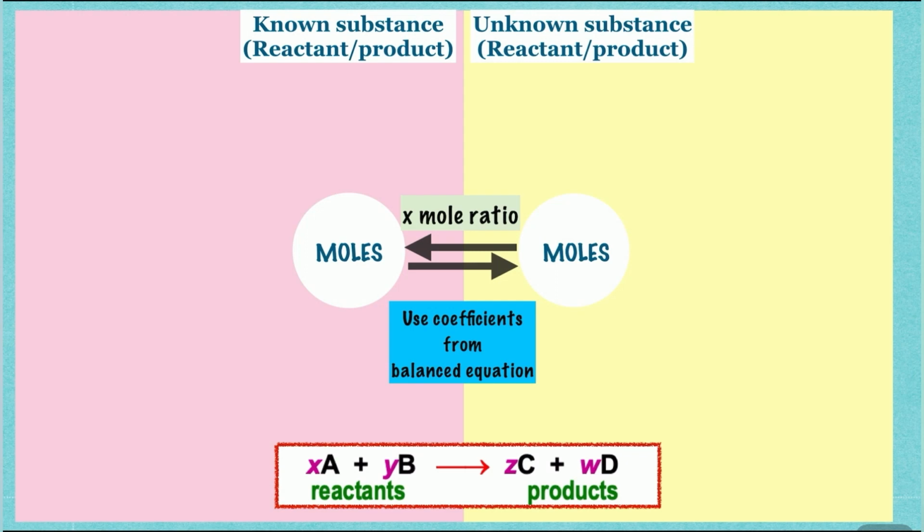Let's say you have the equation: reactants A and B produce C and D. The coefficients for A is X, B is Y, C is Z, D is W. Let's say you have the mole of A and you want to determine the mole of C. So you can determine the mole of C from the mole of A. And if you have the mole of A and you want to determine the mole of B, from the mole of A you can determine the mole of B.